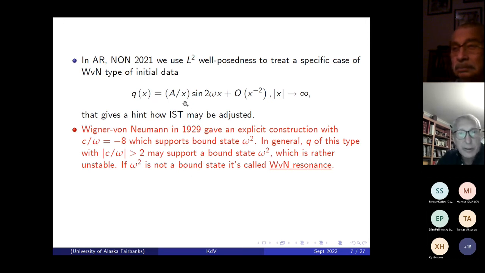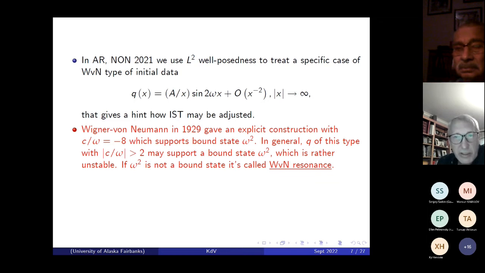As I mentioned, in 1929, Wigner-von Neumann considered a similar potential, not exactly the same one I did, where the quotient of A, which we can call an amplitude, and omega, the frequency, is equal to minus 8. And this potential supports a positive bound state. In general, when the quotient of A and omega is greater than 2, then such a potential may support an embedded bound state, but it doesn't have to.